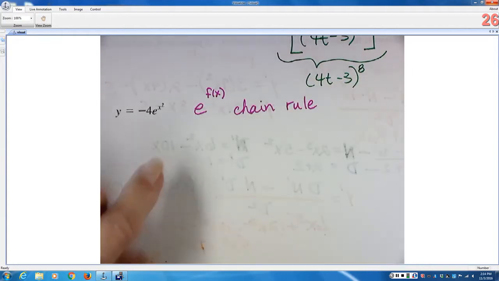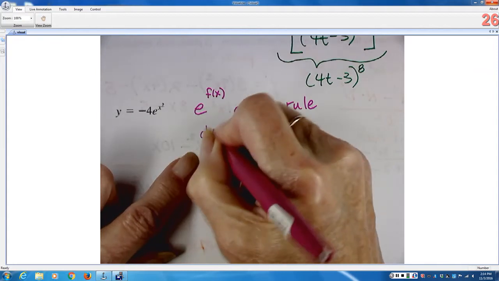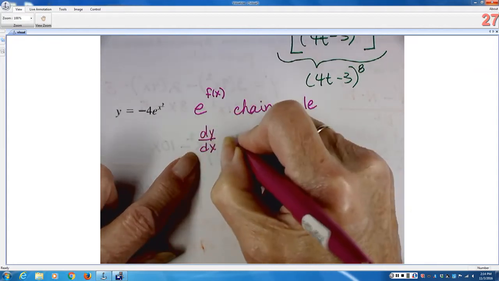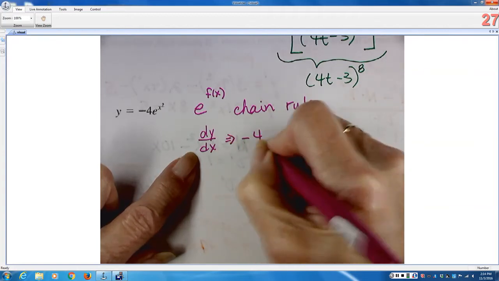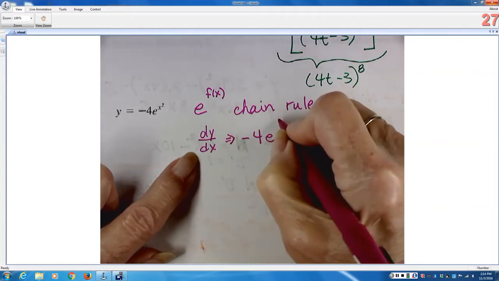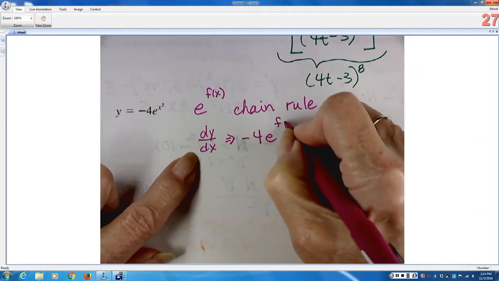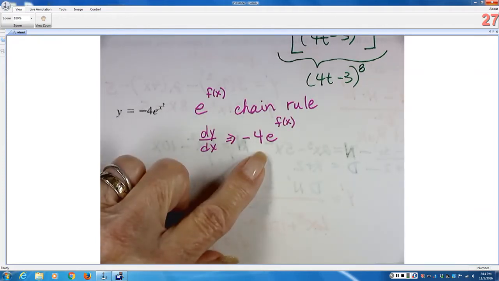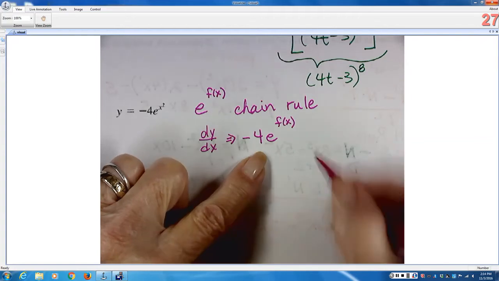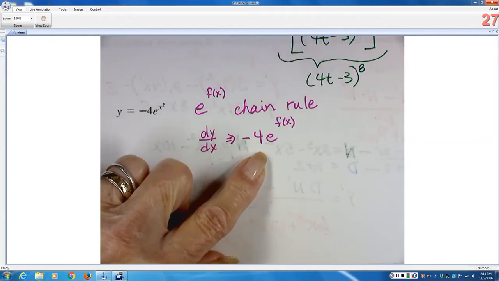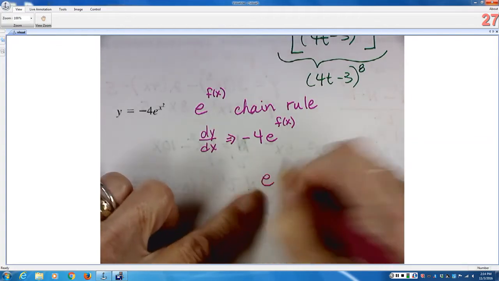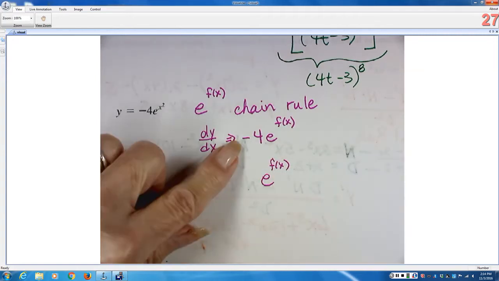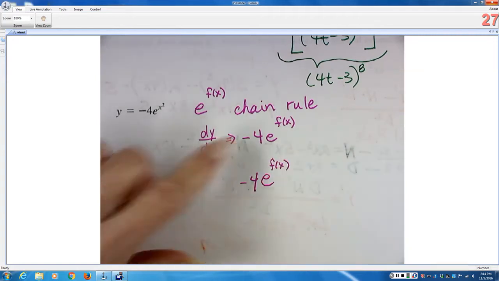So what you're going to do is take the derivative of negative 4e to whatever that function is, and I'm not even going to put that little power up there. You're going to take the derivative of that. And the derivative of e to any power is e to that power. And the negative 4 comes along for the ride because it's a coefficient.